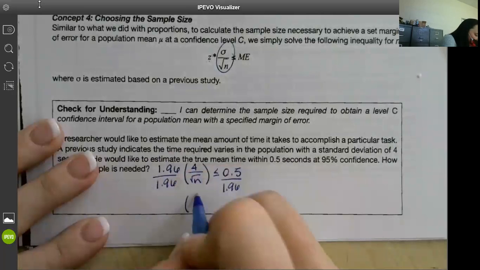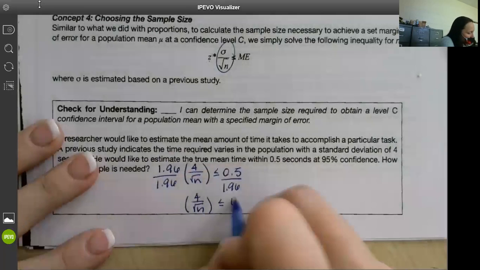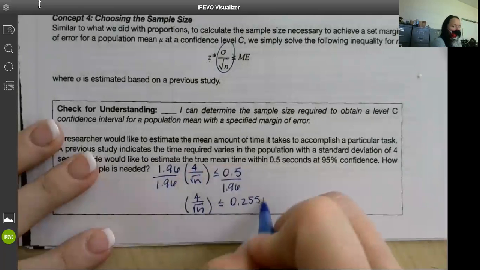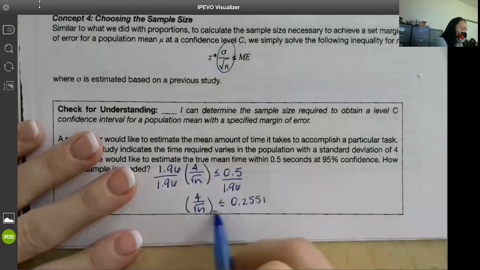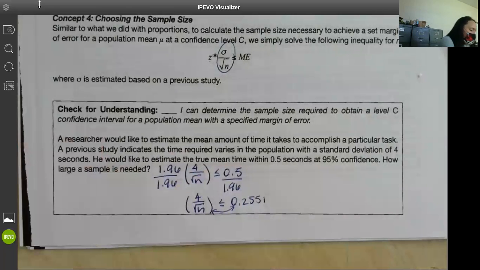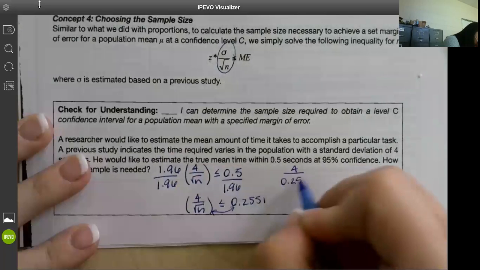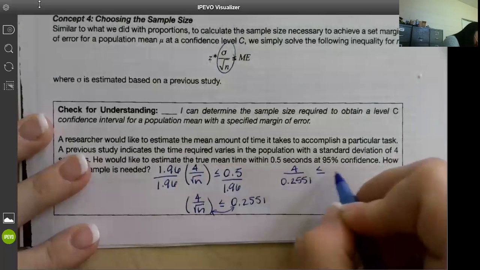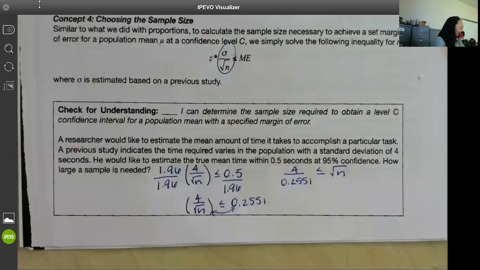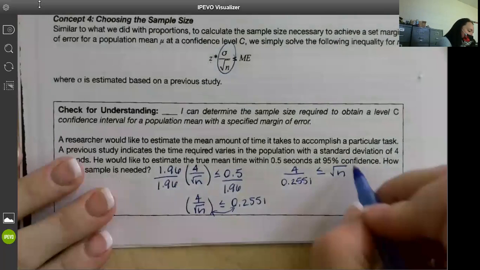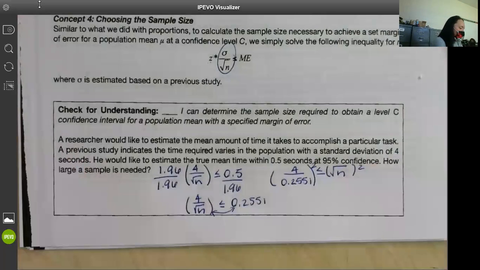We get 4 over the square root of n is less than or equal to 0.2551. I do that little cheater method and interchange it so that we have 4 over 0.2551 is less than or equal to the square root of n. And then I just got to get rid of that square root. So I'm going to square it. And I just do all that at one time instead of typing it in 40 different times.